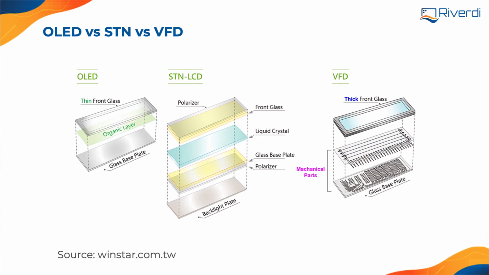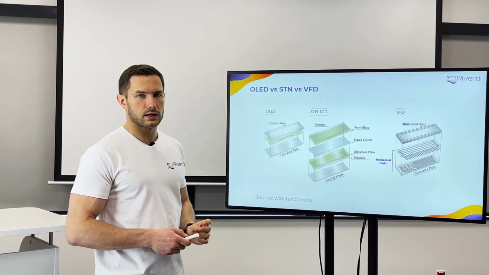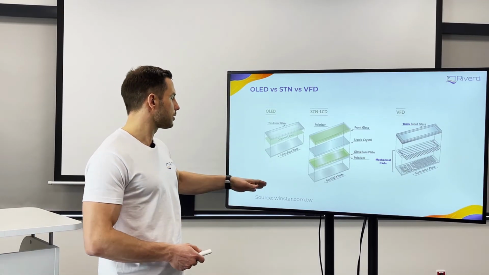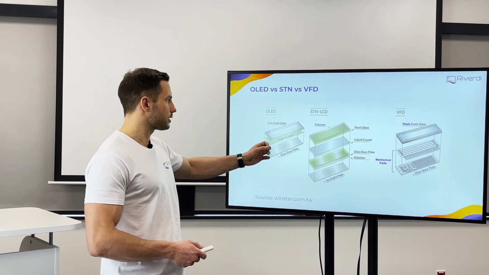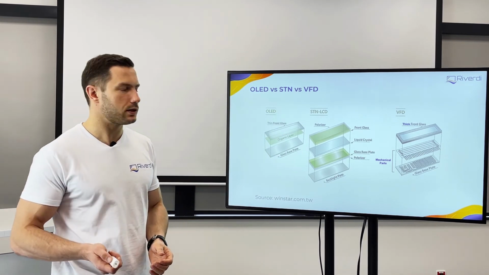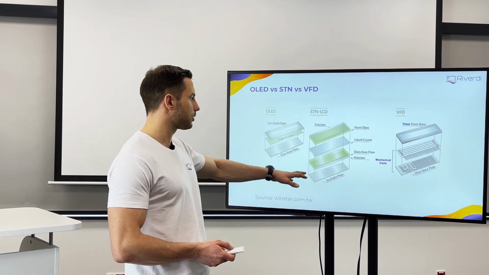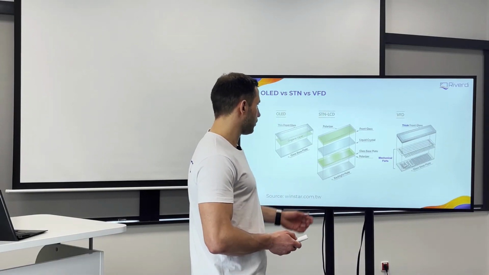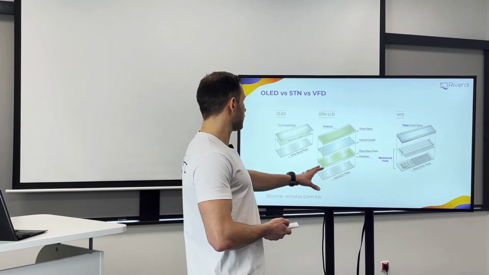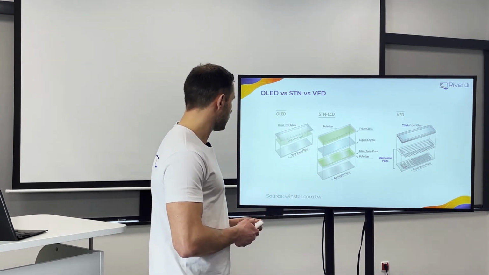Okay, so let's see right now some comparison between the passive OLED, STN, so monochrome display, and VFD, so vacuum fluorescent display. As I mentioned, this is old technology. As you see, the build of OLED again is very simple. We have just one layer, just base glass, and that's it. In STN, a little bit similar to the TFT, we have a lot of layers. We need the backlight, we need the polarizers. We need more layers, so it's more complicated. OLED is very simple, it can be very thin, as we mentioned.